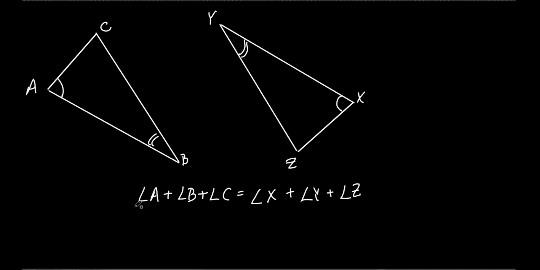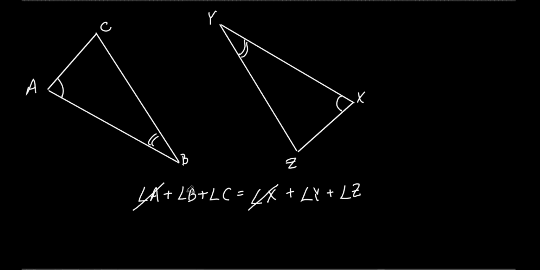So if I subtract an angle A from this side, what can I do over here? Subtract what from this side? Angle X, because they're exactly the same. Would you agree? Like if this was 30 degrees, and this was 30 degrees, I could subtract the 30 from both sides, couldn't I? Okay. What else could you subtract?